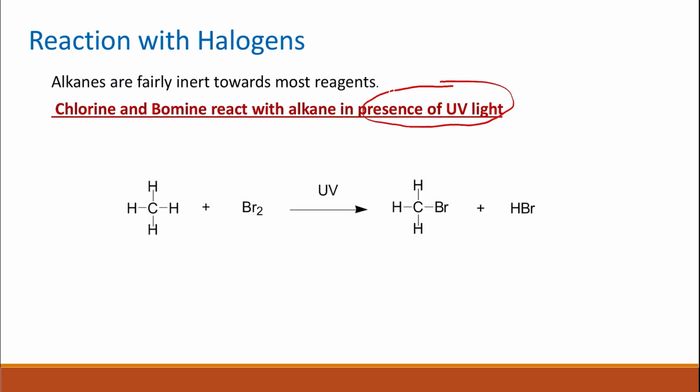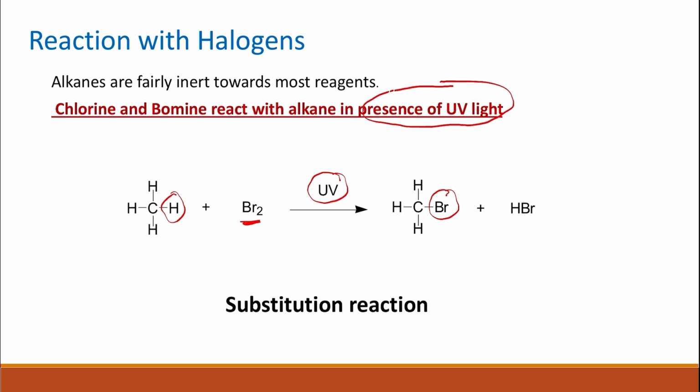In this reaction, if you have an alkane like methane and you react it with bromine in the presence of UV light, there will be a substitution reaction where one hydrogen from the alkane is substituted with one bromine to give you a bromoalkane, or bromomethane in this case, and hydrogen bromide. This reaction will only proceed in the presence of UV light.